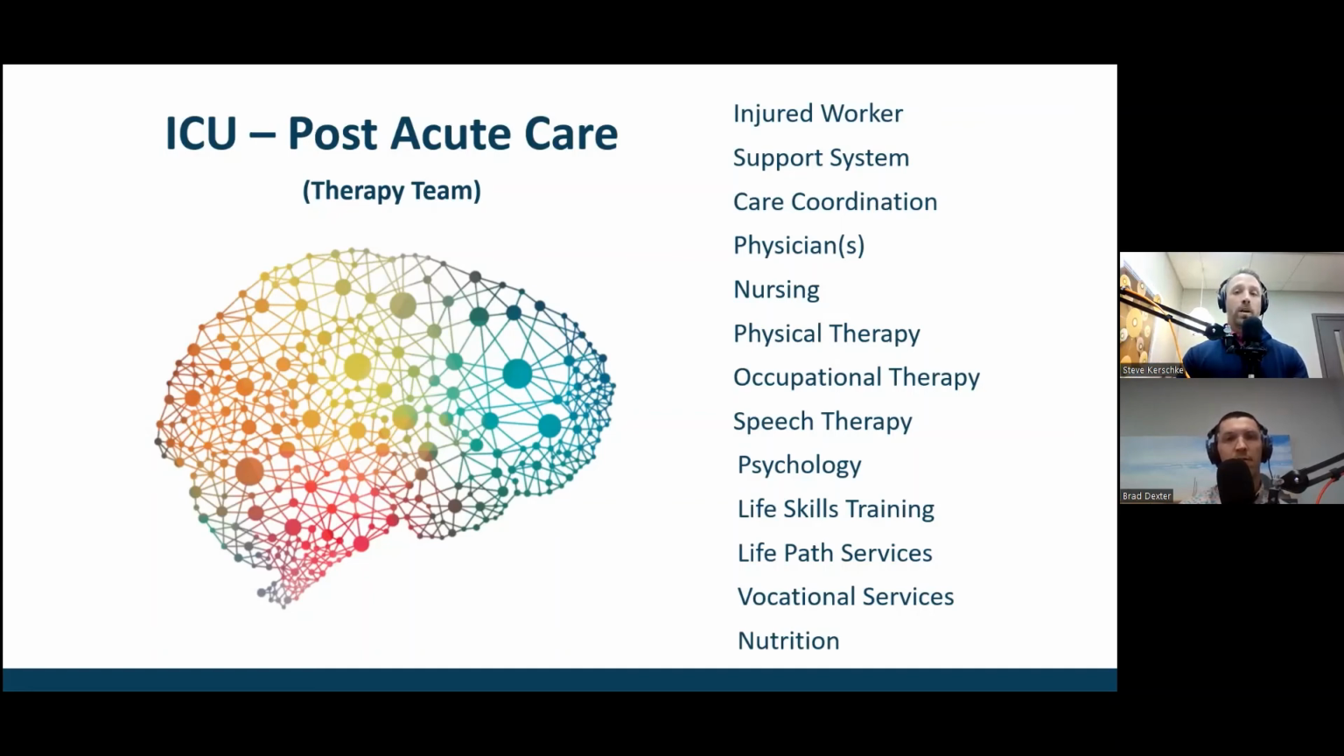There's a couple different ways to look at this, but with the types of injuries that we deal with, we recommend a center of excellence of some sort, right? And typically there are centers of excellence at every level in the continuum.